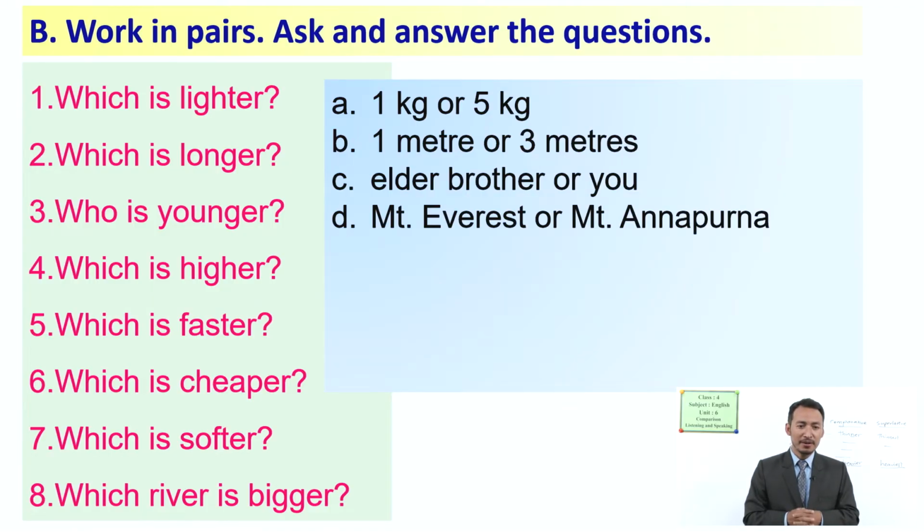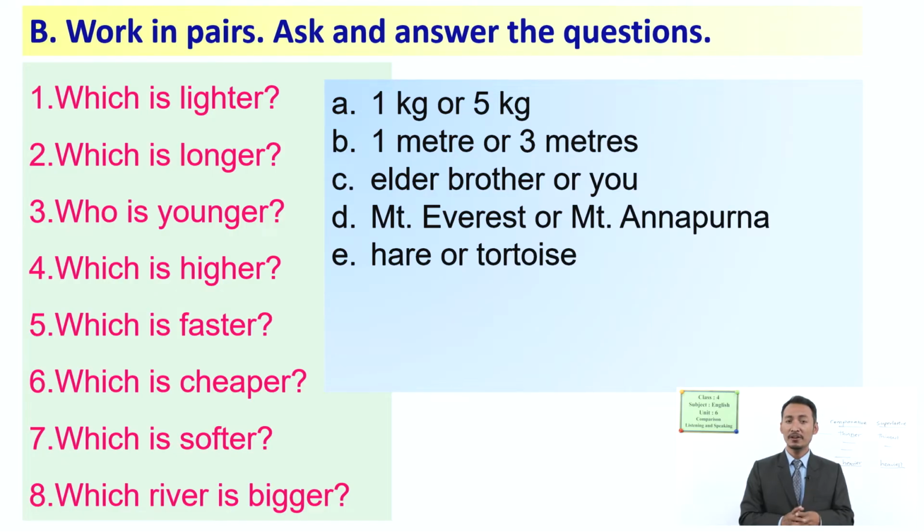Okay, students, now which is faster, a hare or a tortoise? Have you heard a story about a hare and a tortoise? Yes, definitely. A hare is faster. In the story, the hare sleeps and the tortoise wins, right? Yes. So, naturally, a hare is faster. So, we can say a hare is faster than a tortoise.